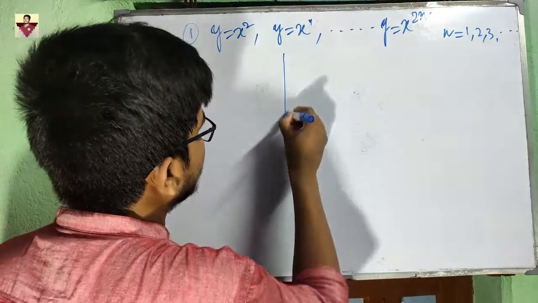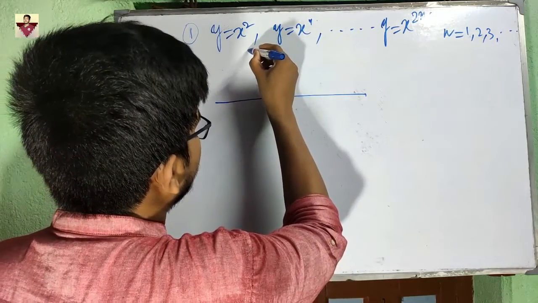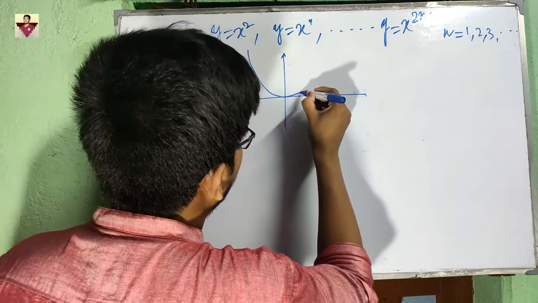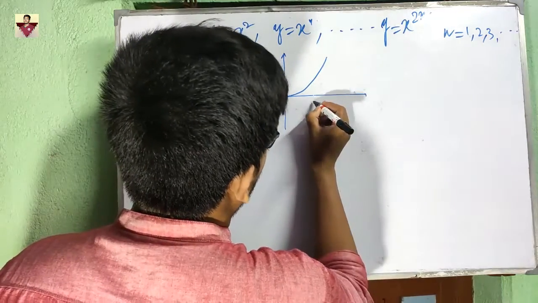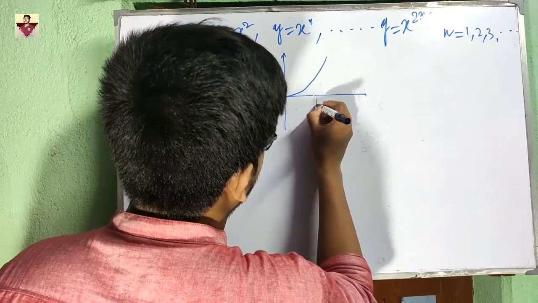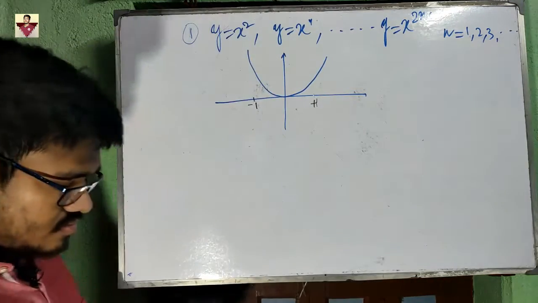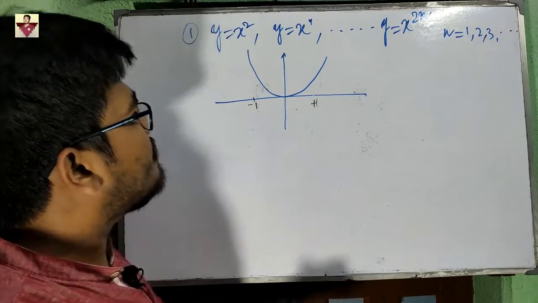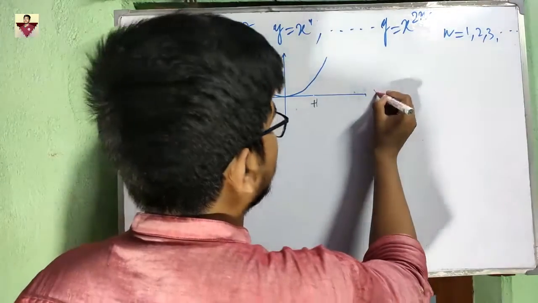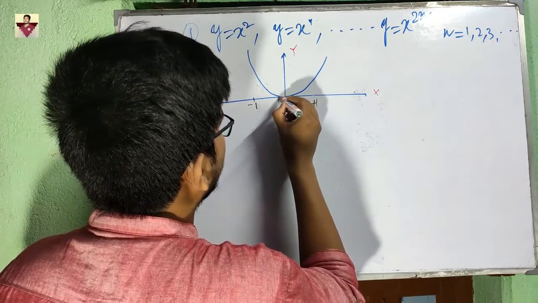Now for y equal to x square, the graph will be like this. Let's say this point is plus 1 and this point is minus 1. Now if you want to plot y equal to x to the power 4 on the same graph, it will be like this.